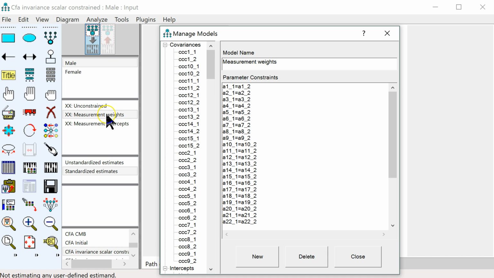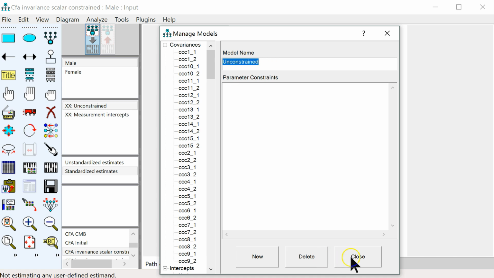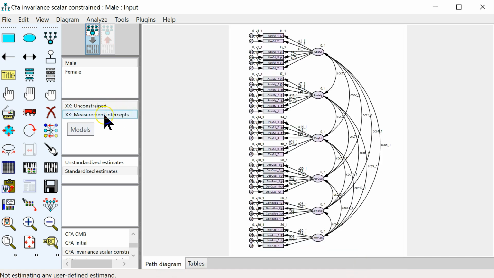Measurement weights, there are different ways to do this. I'm going to actually delete this to simplify things just for now. Hit delete and close. All right, so we have the unconstrained and the measurement intercepts to test scalar invariance. So let's hit run.